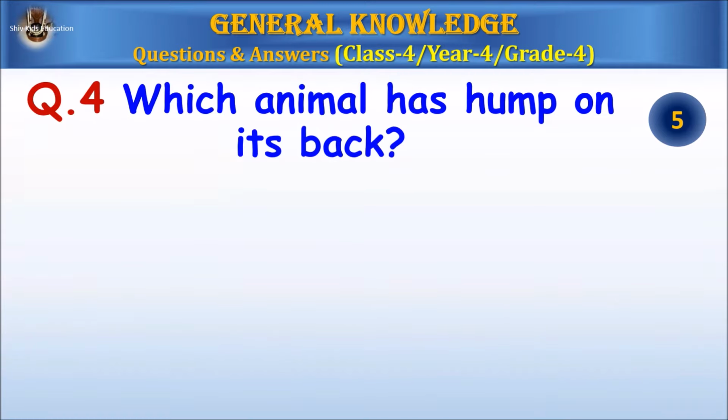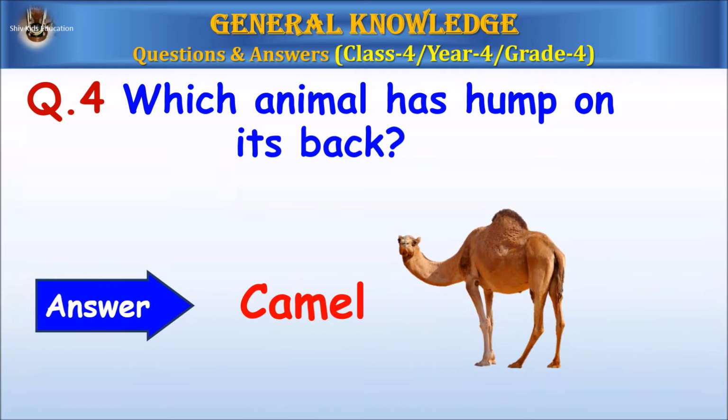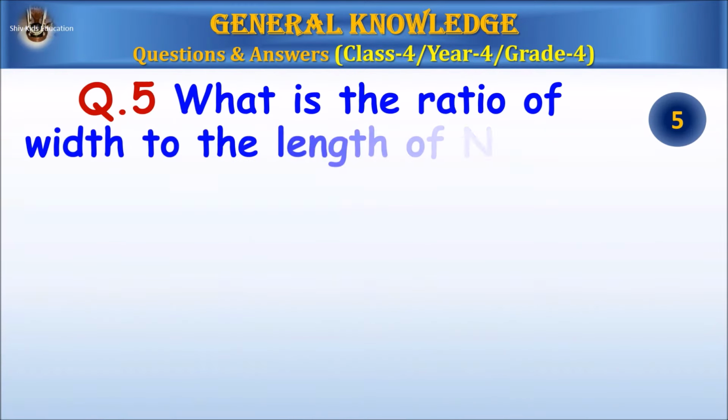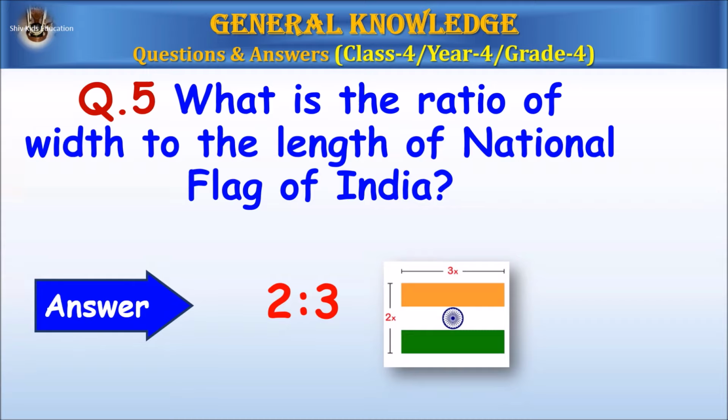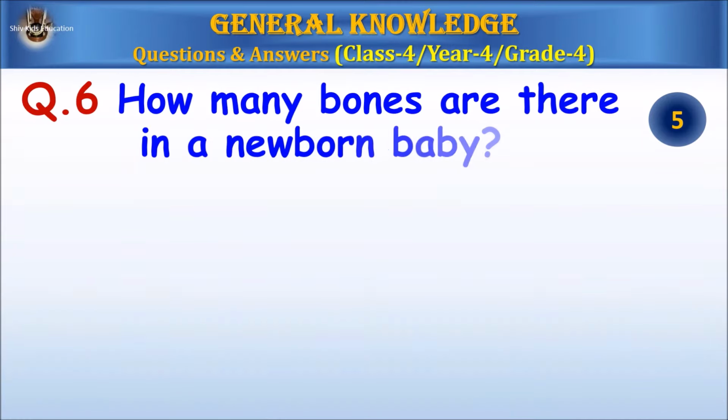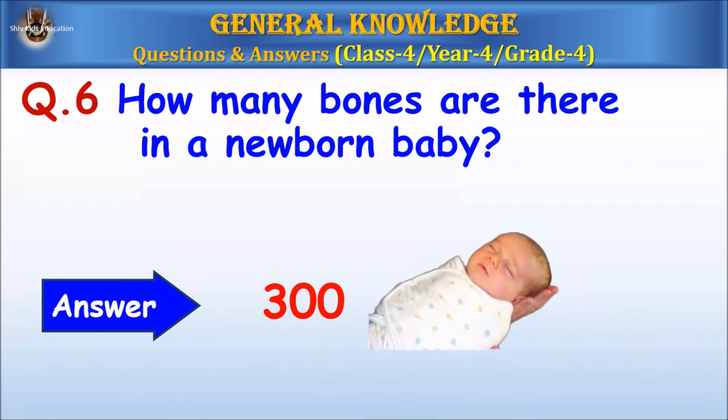4. Which animal has hump on its back? Answer: Camel. 5. What is the ratio of width to the length of national flag of India? Answer: 2 and 3. 6. How many bones are there in a newborn baby? Answer: 300 bones.